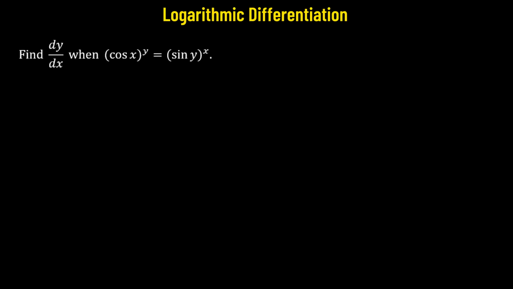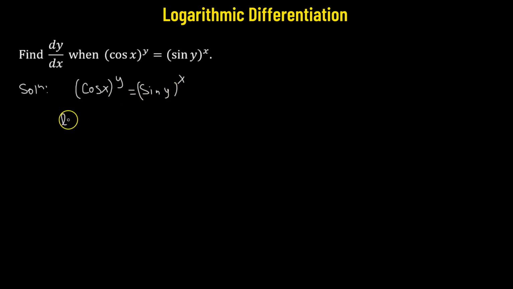We need to obtain the derivative of y with respect to x whenever we have a function given in its implicit form as cosine of x raised to the power of y equals sine of y raised to the power of x. So let's begin. Here we begin with our given implicit function, cosine of x raised to the power of y equals sine of y raised to the power of x.